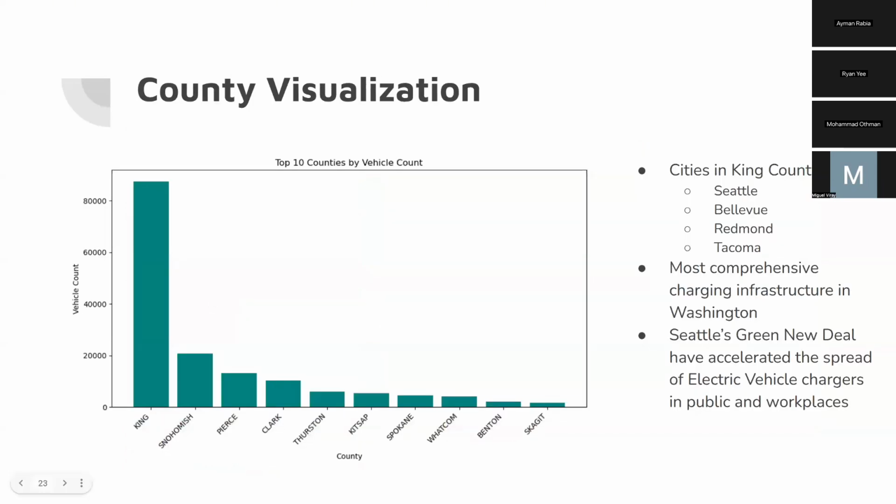For the county, we can see again a very standout county, which is King County. This county has cities such as Seattle, Bellevue, Redmond, and Tacoma, which is what we mentioned earlier. This county by far has the most comprehensive charging infrastructure due to its urban nature, and has the cities that are driving the most change for adoption of EVs, such as Seattle's Green New Deal, which is accelerating the spread of vehicle chargers in public and workplaces, along with implementing other incentives for EV owners. Next slide.